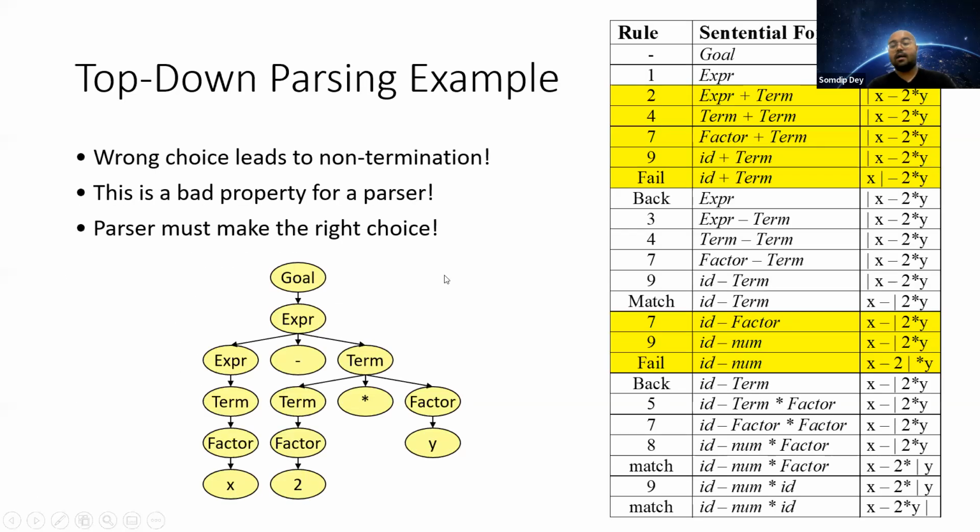So when the choices you make of the production rule lead to non-termination, that is a very bad property for a parser. For a parser, the desirable property is that it must make the right choices so that it can terminate at some point. Now, that being said, so far, do you have any questions?